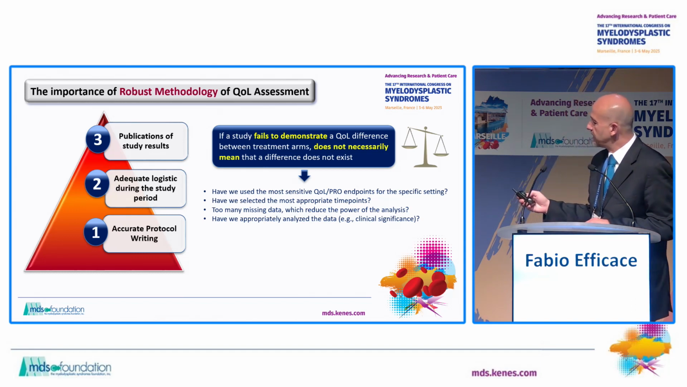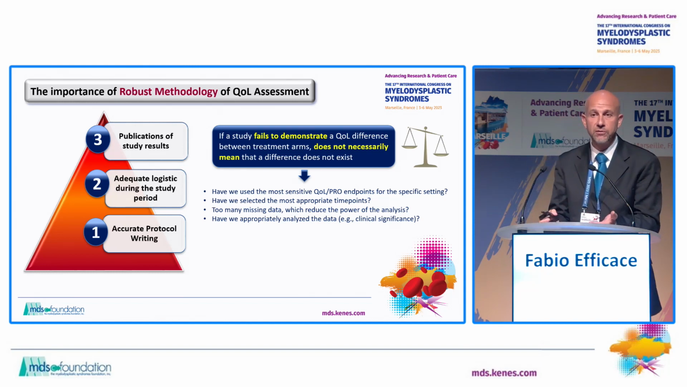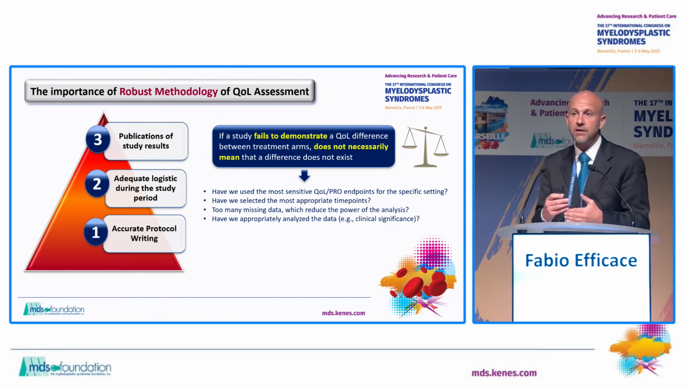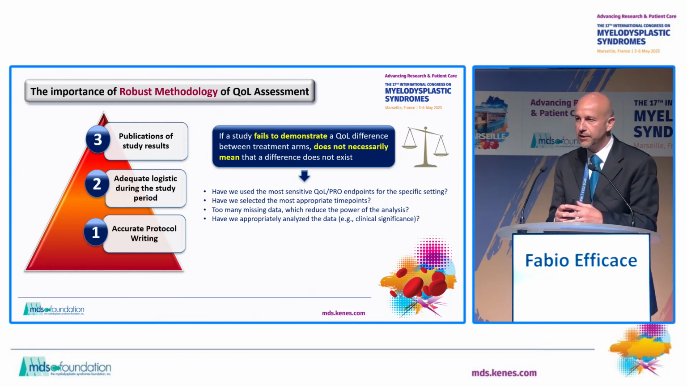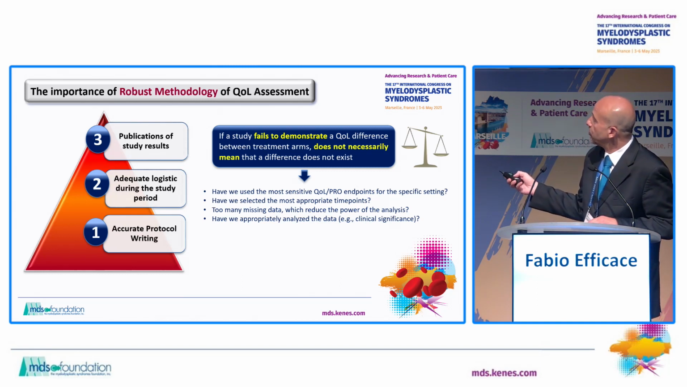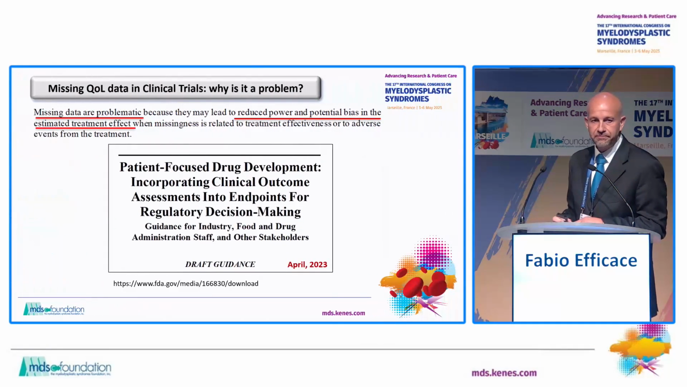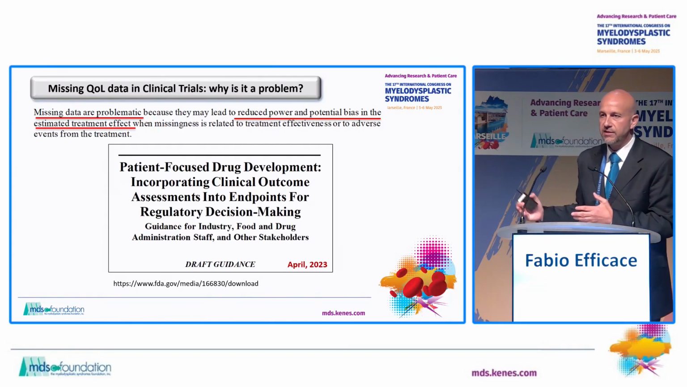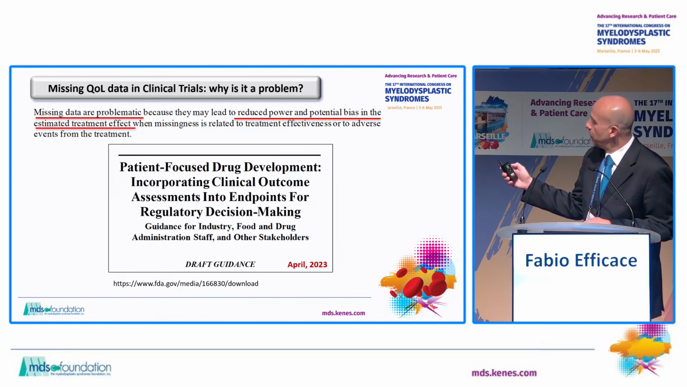So the fact that, for example, a trial doesn't show a difference between treatment arms in terms of quality of life might be plausible, because it can be the case, absolutely. But it can also be the other way around, because the trial is not designed, let's say, according to a number of methodological issues. We're not going to go into details about the methodological issues, but I just want to show you very briefly what is emerging from one of the latest documents published by the FDA about how quality of life and patient-reported outcome assessment should be conducted in clinical trials. This was published just a few weeks ago.